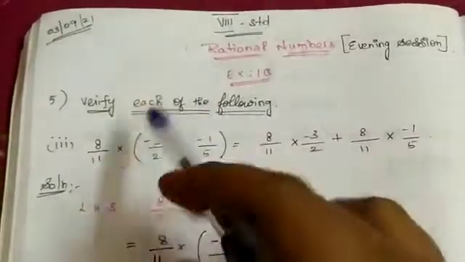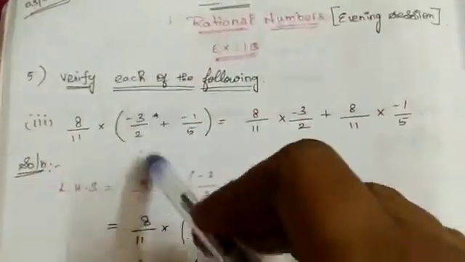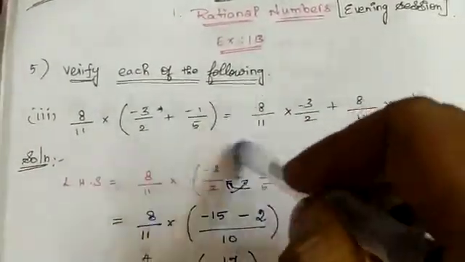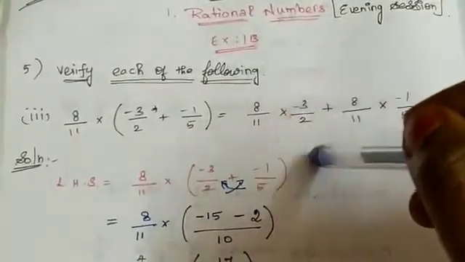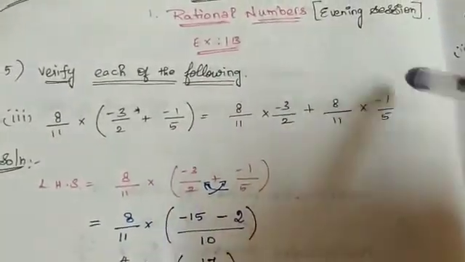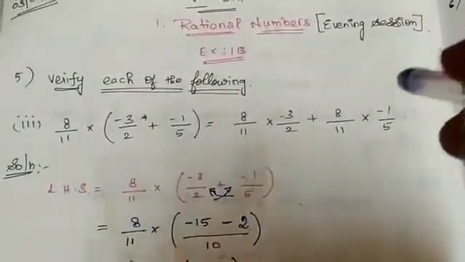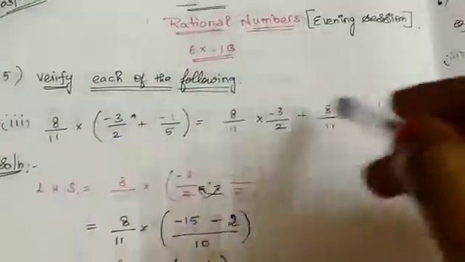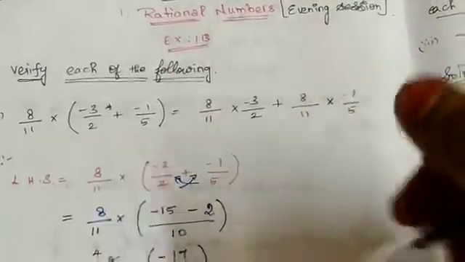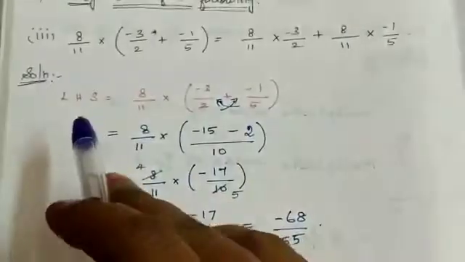Third subdivision: 8 by 11 multiplied with the bracket minus 3 by 2 plus minus 1 by 5 is equal to 8 by 11 into minus 3 by 2 plus 8 by 11 into minus 1 by 5. The left hand side and right hand side are given. Find the left hand side separately and the right hand side separately. If the two answers are the same, then the answer is verified. First I consider the left hand side.